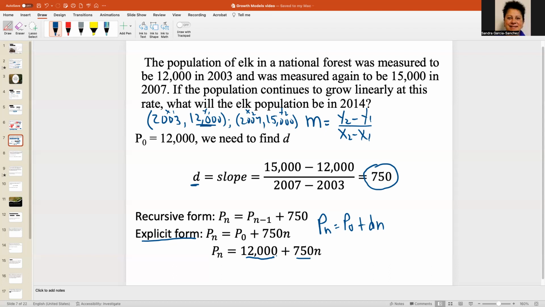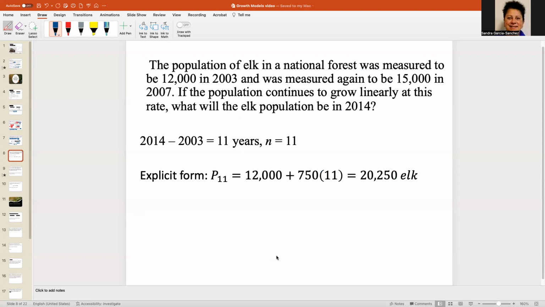But the question is, what would be the population of elk in 2014? Well, I need to figure out n. So I'm going to subtract 2014 minus 2003, which was the initial year in this case, which is 11. So n is going to be 11. So what I have to do is, in the explicit form of the formula, find P sub 11, which is going to be 12,000 plus 750 times 11. And that gives me 20,250 elk.